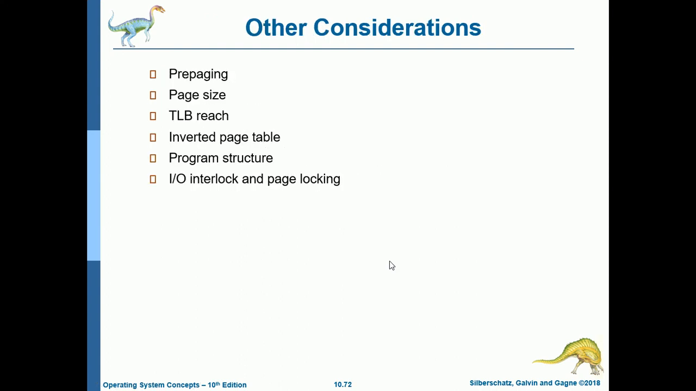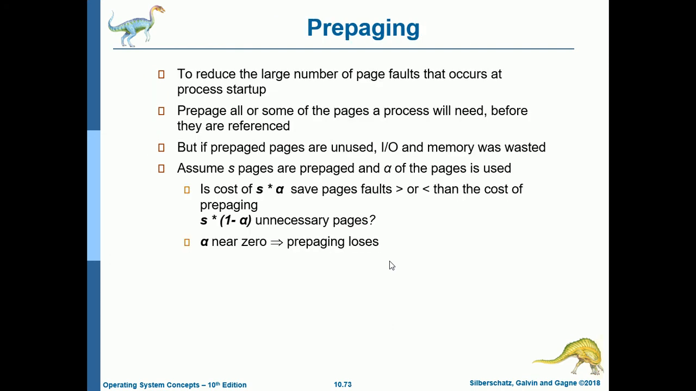Next we have other considerations: pre-paging, page size, TLB, which is translation lookaside buffer reach, inverted page table, program structure, and I/O interlock and page locking. For pre-paging, the aim is to reduce the large number of page faults that occur at process startup. That's why pre-paging is implemented.